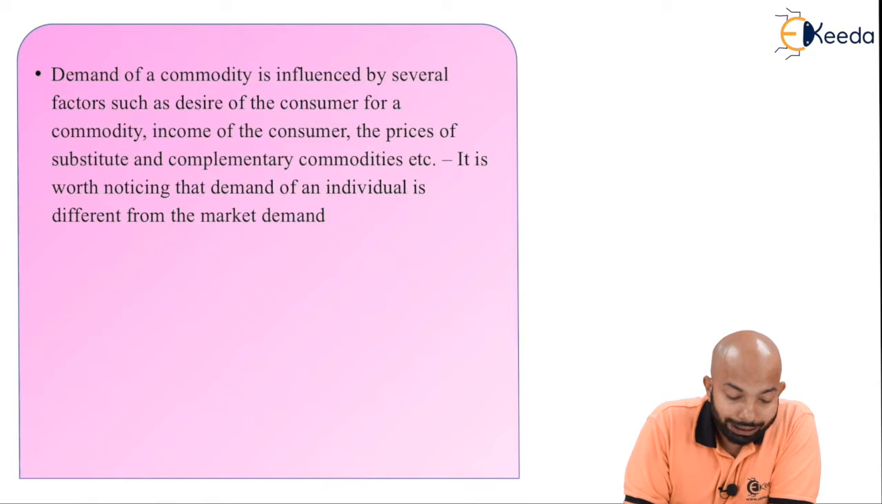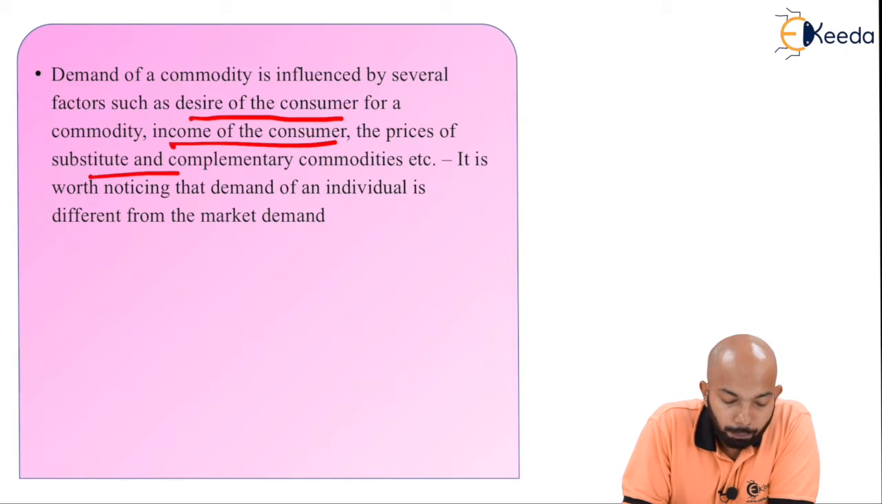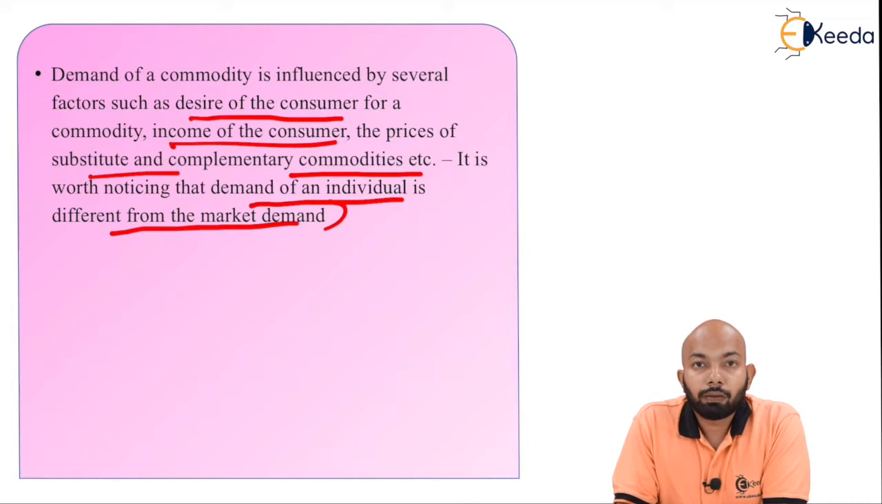Now, demand for a commodity is influenced by several factors such as the desire of the consumer for a commodity, income of the consumer, the prices of the substitute and complementary commodities, etc. It is worth noticing that the demand of an individual is different from the market demand. This can be explained as follows.